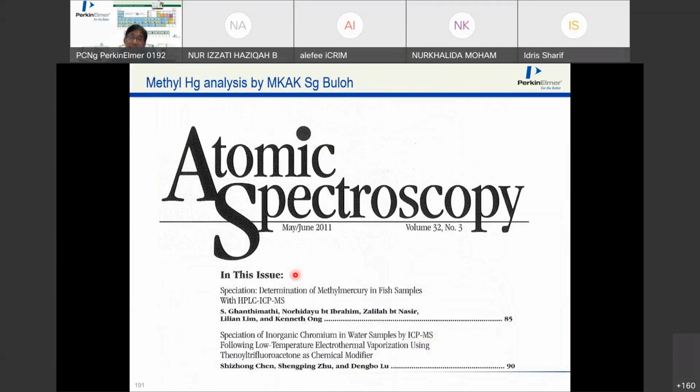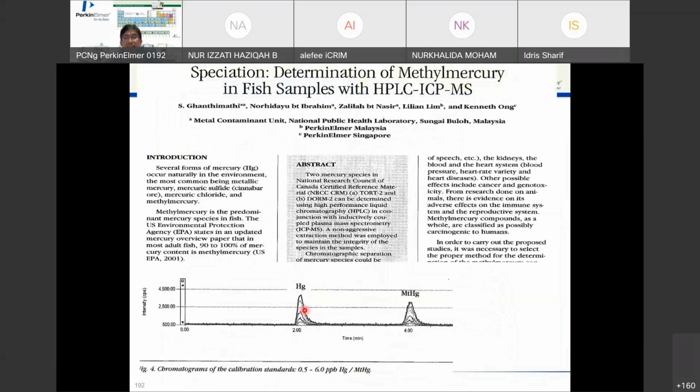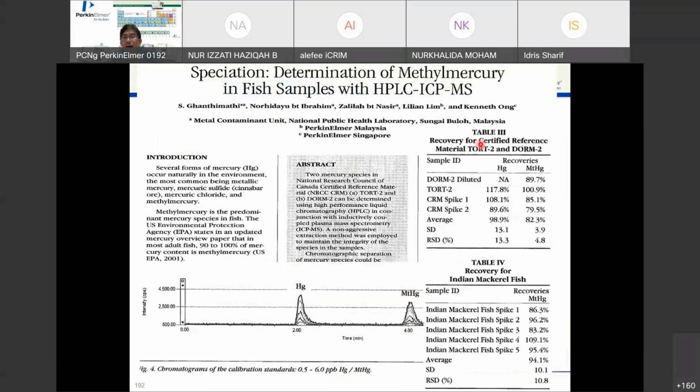Okay, now this is methyl mercury from this KKM, for MOH, probably in the journal. Like this is mercury to methyl mercury, starting from calibration 0.5 ppb to 6 ppb. This is HPLC i-CRIM in this MKAK, Makmal Kebangsaan. Okay, so after the CRM, spike the fish.